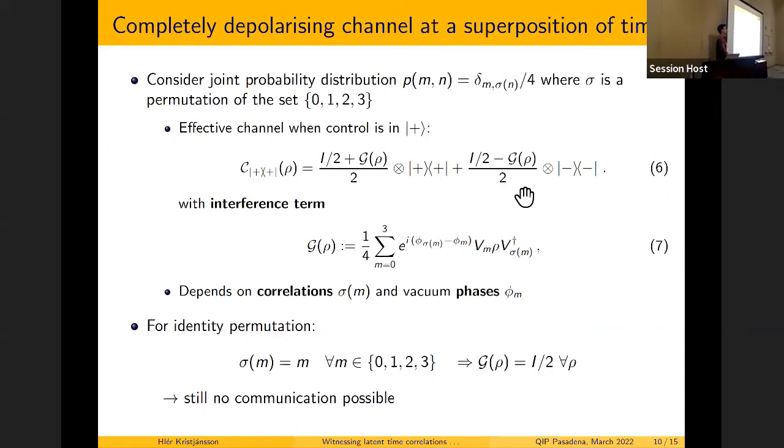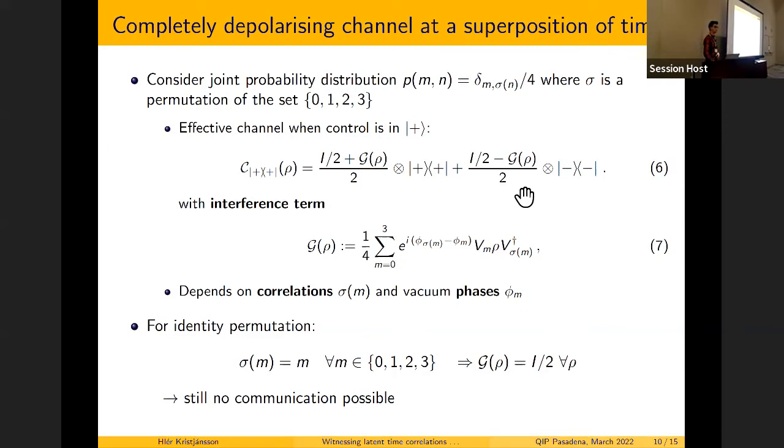Well, in that case, when the control is in the plus state, I get equation 6, where we have this interference term G, which, as you can see here, depends on the correlations of vacuum phases. And for the identity permutation, identity permutation means that whatever unitary happened at time t1 happens also at time t2. Well, then this G thing just is a maximally mixed state, and if you plug that back into equation 6, again, we get a fixed state, so no communication is possible.